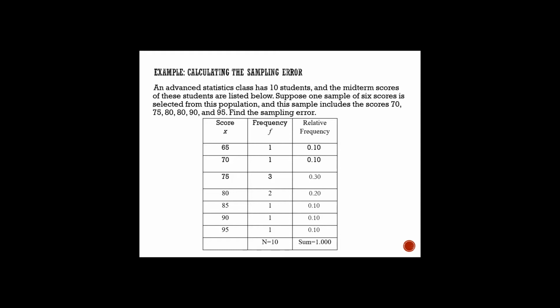To find the sampling error, you're going to need to calculate the mean of the sample, and you'll also need to calculate the mean of the population. You have the population here. It's the 10 scores, so you'll add these 10 scores together. Notice that some of these scores occur with a frequency of more than 1, so you'll have to add those in more than one time. So you'll calculate the mean of the population, the 10 scores, and then calculate the mean of the sample, just the scores that you're given.